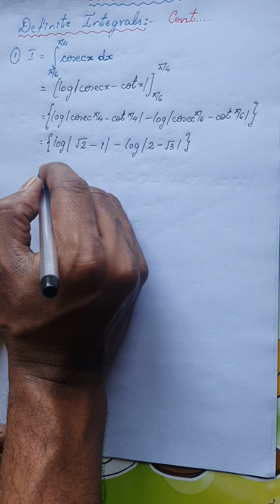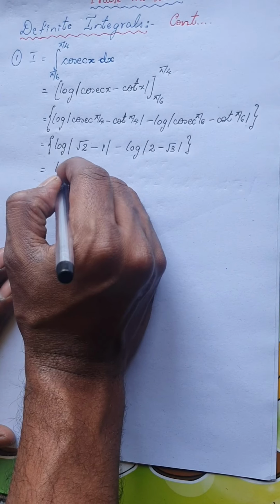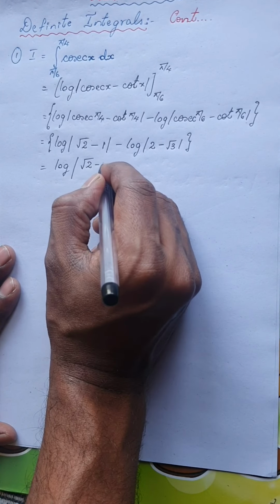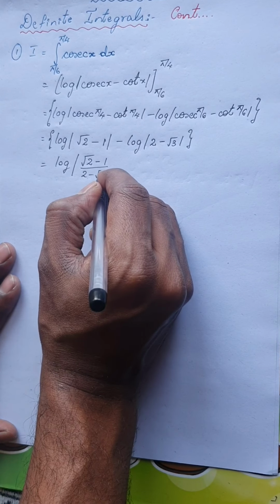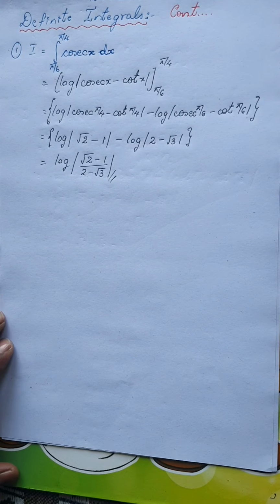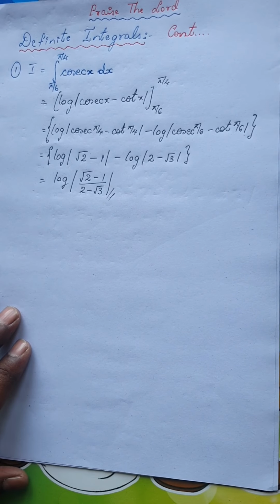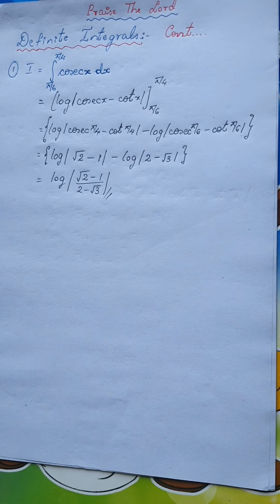Okay, so this is of the form log m minus log n. Using the properties of logarithms, you will get log m by n, that is nothing but log of root 2 minus 1 divided by 2 minus root 3. Okay, so this would be the solution for the given definite integral. Very simple results these are. Only thing is you should practice clearly, right? Shall we move on to the next question?